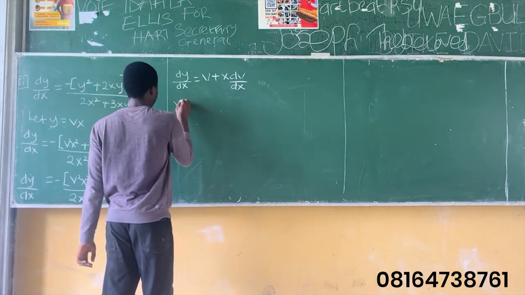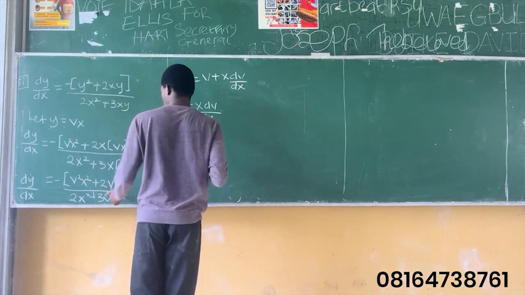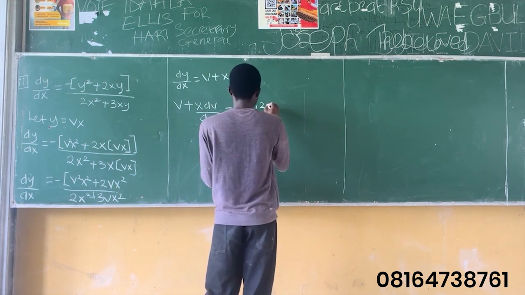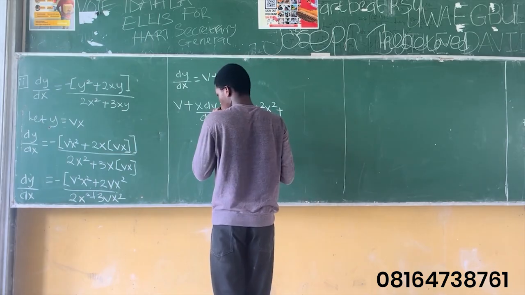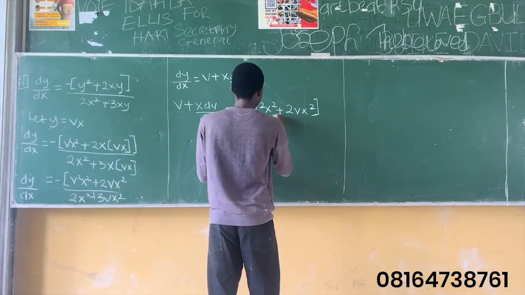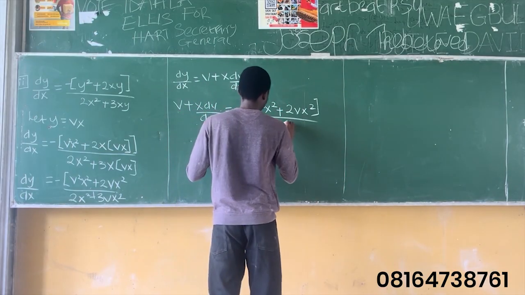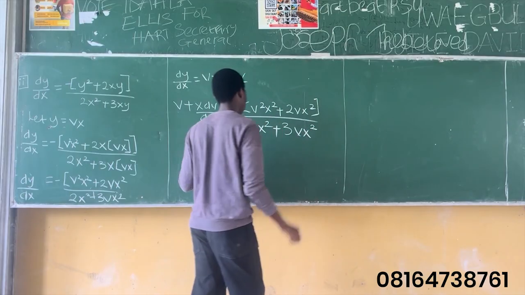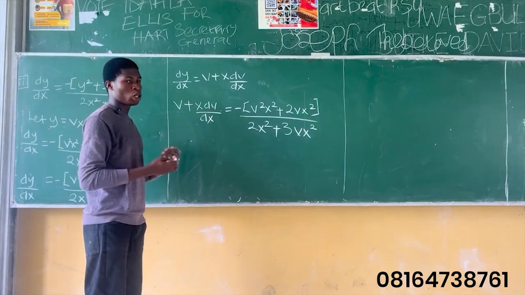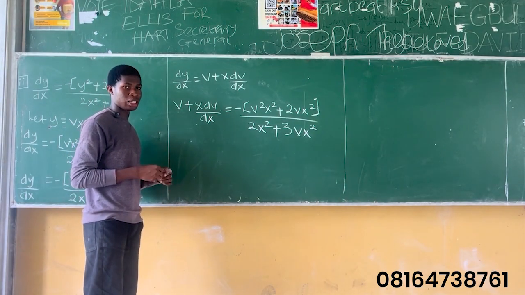So it's going to be v plus x dv over dx is equal to this, which is equal to minus v square x square plus 2vx square, all divided by 2x square plus 3vx square. We can see now we want dv over dx, which is the same method we walked through with our previous video. If you haven't watched that, you can also check it. It's tagged in the description.